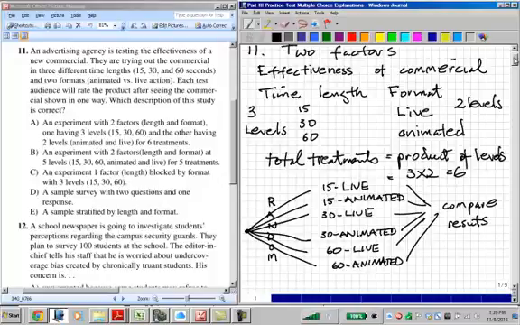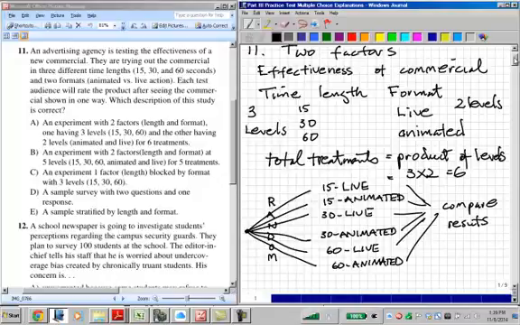Let's go through B. In B, the number of levels of the 2 factors is added to make 5 treatments. Well, that doesn't make sense. There are 6 total combinations when you combine it together, when you multiply 3 times 2.